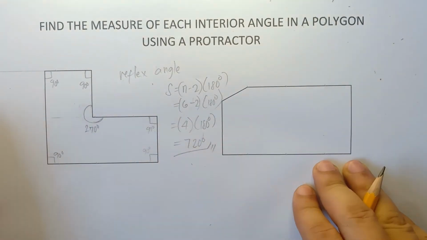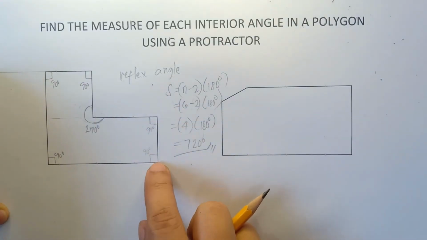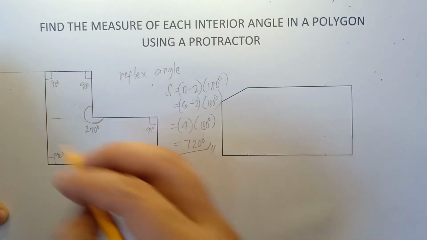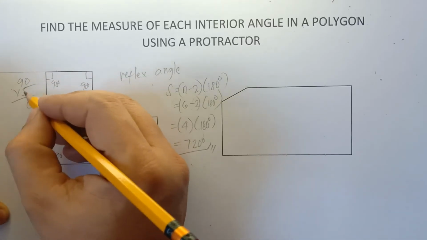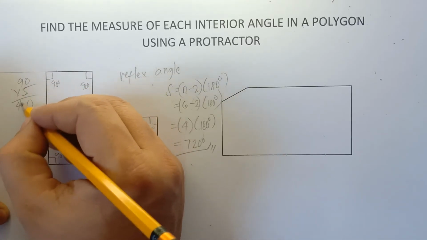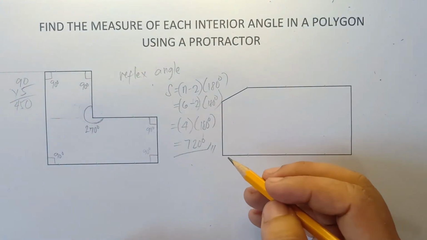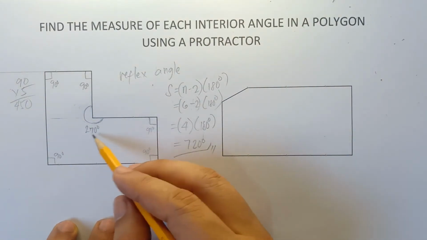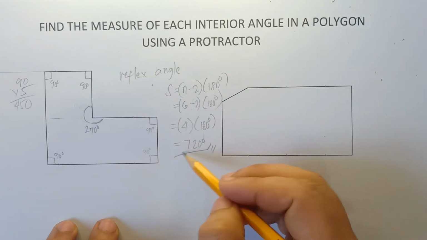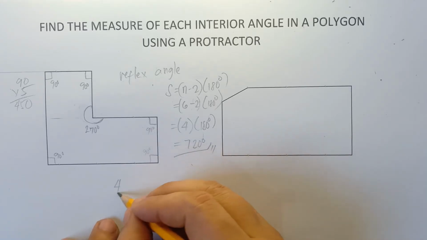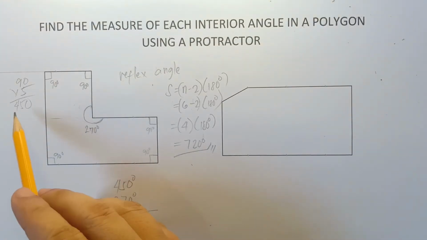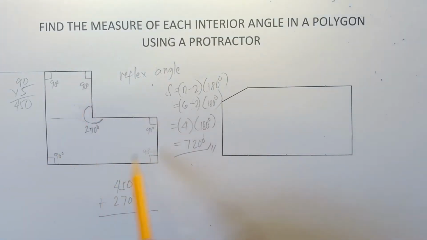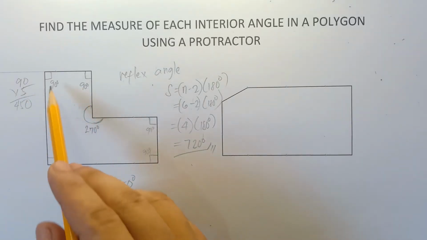So let's double check, class. Let's add this up. So we have five 90s: 1, 2, 3, 4, 5. So 90 times 5: 5 times 9 is 45, so 450. So 450 plus 270. Let's check if we get 720. 450 degrees plus 270 degrees. Once again, class, where did I get 450? That would be 90 times 5.